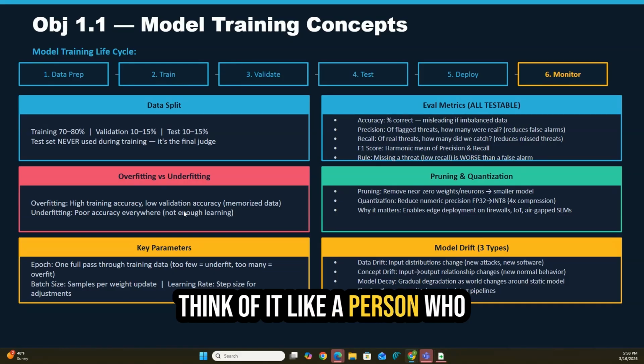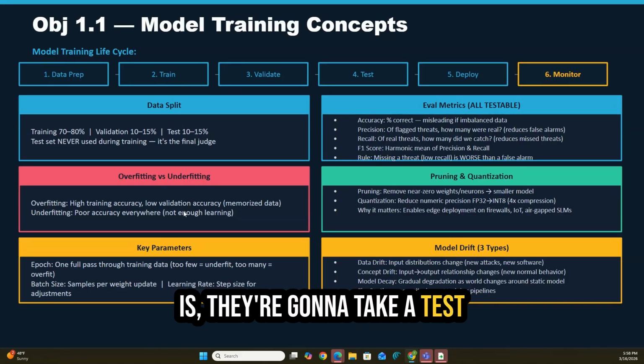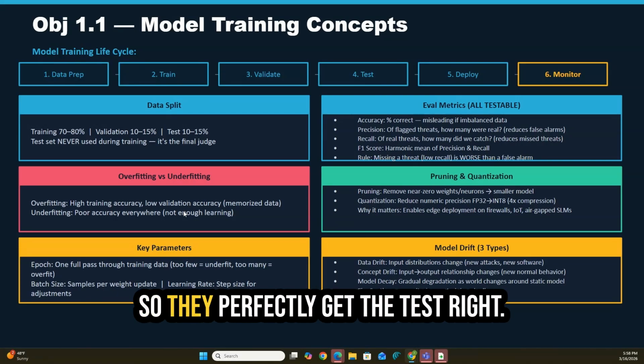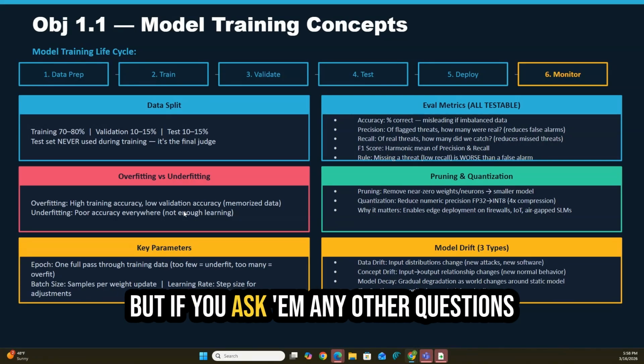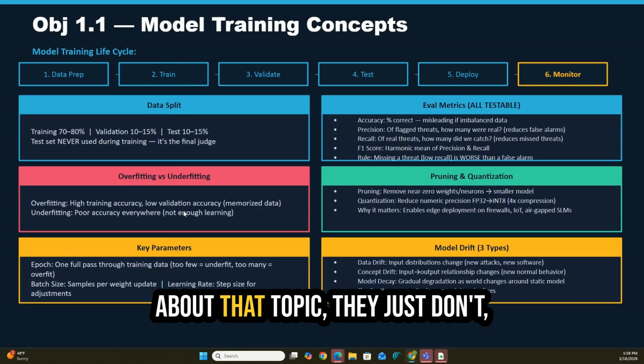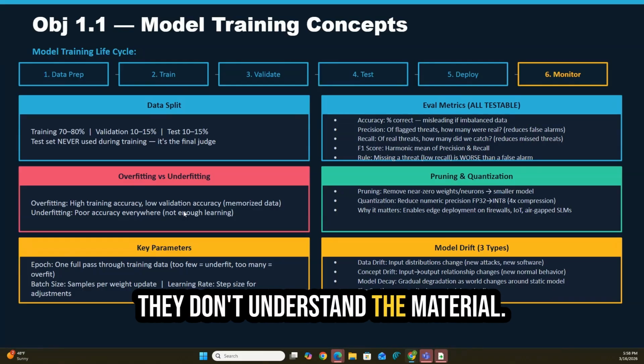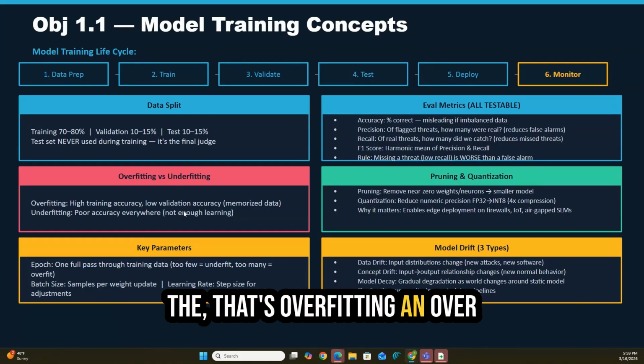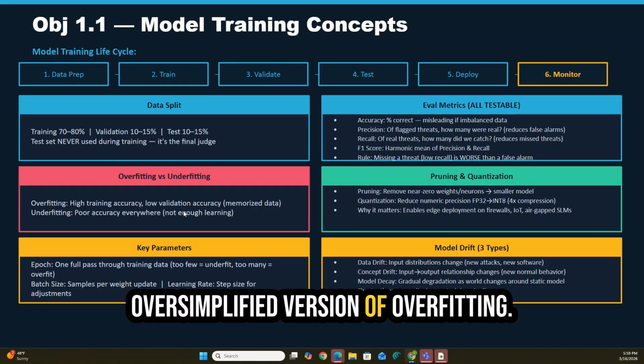Think of it like a person who's going to take a test and they just memorize instead of knowing the patterns and understanding what's going on. They just memorize everything. And so they perfectly get the test right. But if you ask them any other questions about that topic, they don't understand the material. They only know the answers to the questions. That's overfitting. An oversimplified version of overfitting.